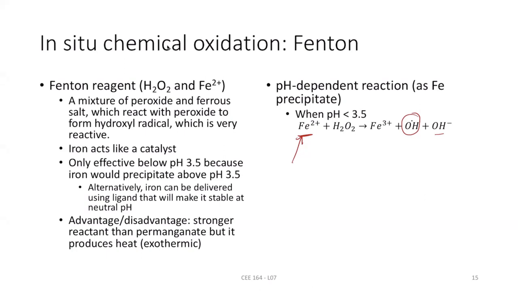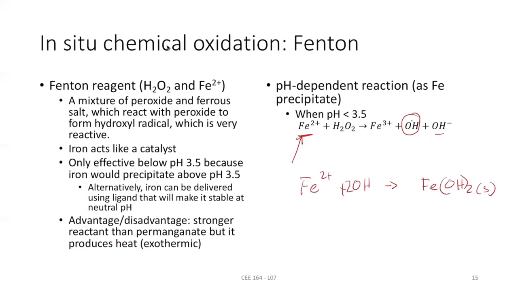Again, this is effective below pH 3.5. So that means for this reaction to take place, you have to add something else to lower the pH. The reason why it is effective below 3.5 is that above pH 3.5, iron 2 will precipitate out because iron 2 can react with OH to form iron hydroxide.